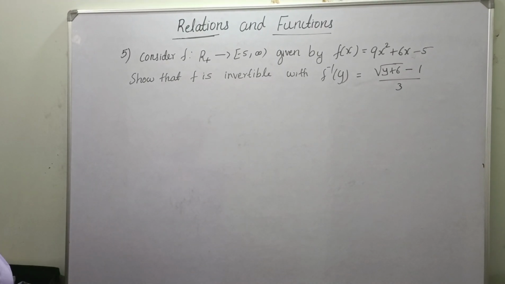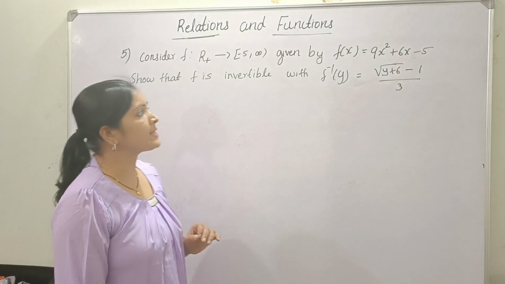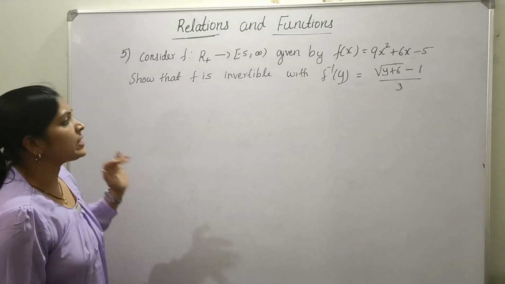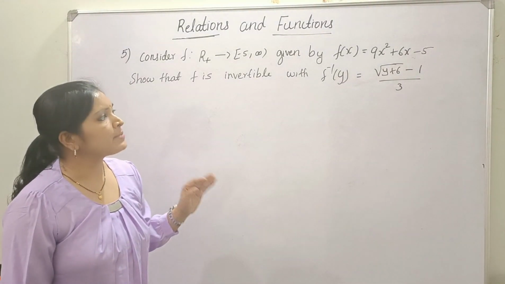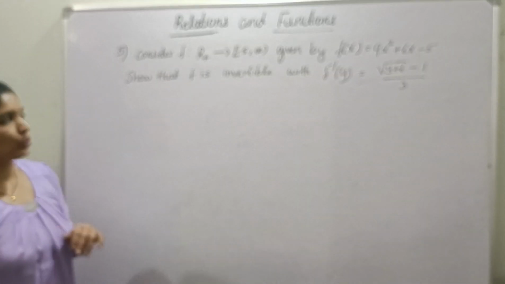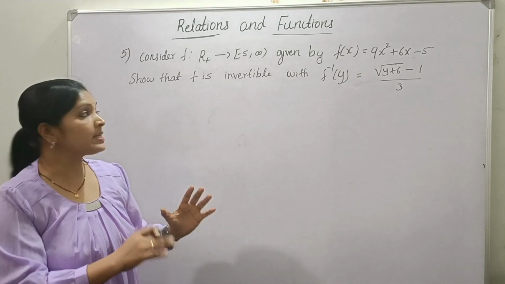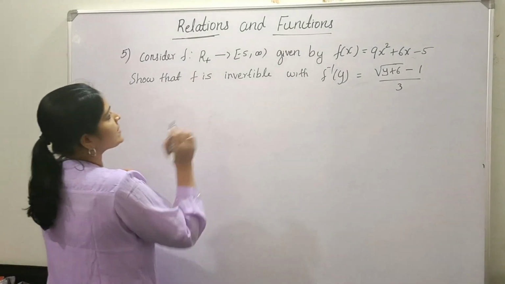Next example, consider f from R plus to minus 5 to infinity given by f of x is equal to 9x square plus 6x minus 5. Show that f is invertible with f inverse of y is equal to root of y plus 6, minus 1, divided by 3. So here the given function is from R plus to minus 5 to infinity.